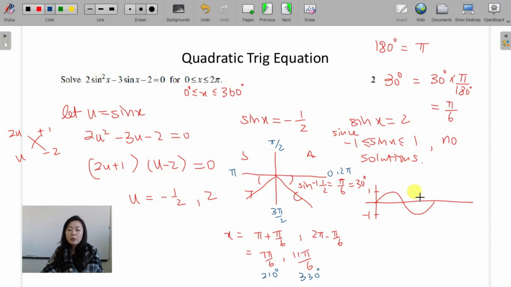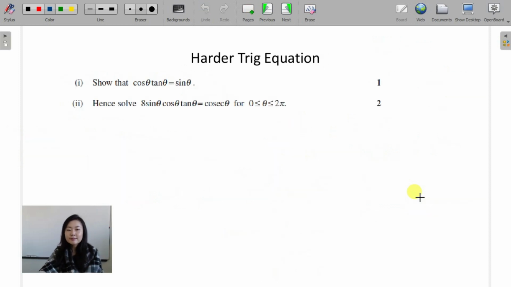So let's have a look at a more advanced question. A more advanced question quite often is like this: it's a two-step process where there's an identity proof in the first part and then you use that to help you solve. So we'll start with the identity proof first. Okay, so we're going to prove this.